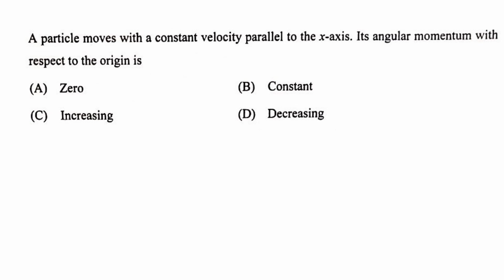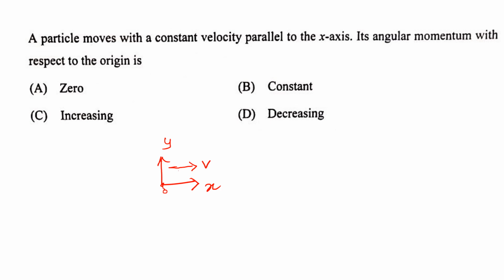A particle moves with a constant velocity parallel to x-axis. Its angular momentum with respect to origin is: options are 0, constant, increasing, decreasing. So here, if you consider this as x-axis and this as y-axis, given that velocity is constant. That is, particle is moving with constant velocity v parallel to x-axis. This is the origin.